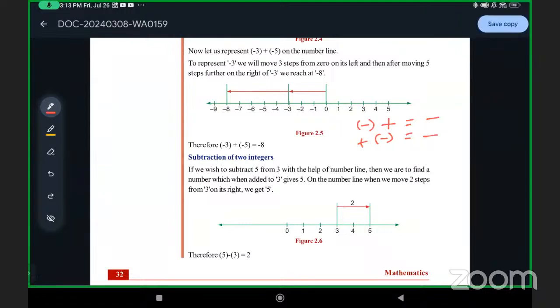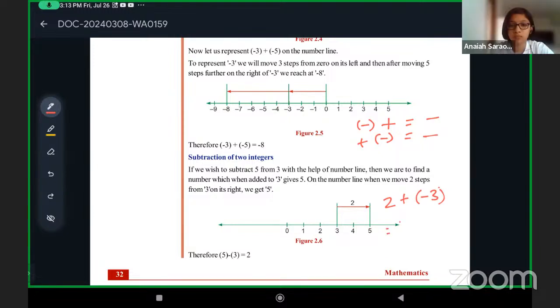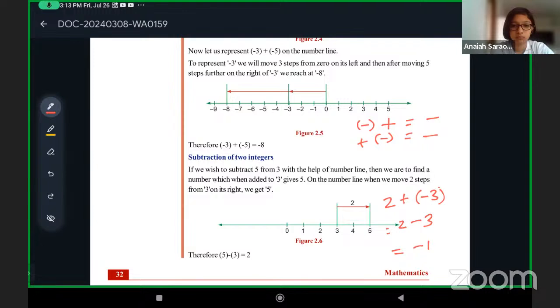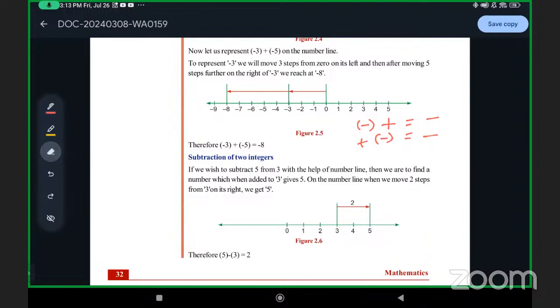Suppose look at this. I'm having 2 plus minus 3. Plus minus is minus, so 2 minus 3 it becomes. That comes to 1, but 3 is the bigger number. What sign does it have? Minus. So I will put minus, and it becomes minus 1. Like this we take them.